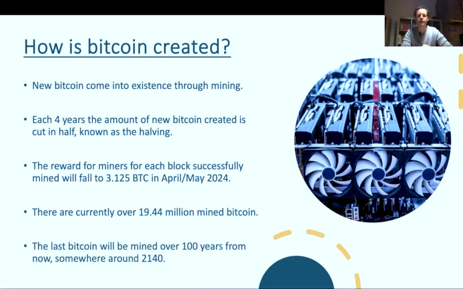And interestingly, the last Bitcoin will be mined over 100 years from now, somewhere around 2140. So there's a max supply of 21 million, and we've currently already got 19.44 million mined Bitcoin. Some people panic thinking there's only a few million left. Actually, the last one won't be mined for over 100 years from now, remember, due to the halving.